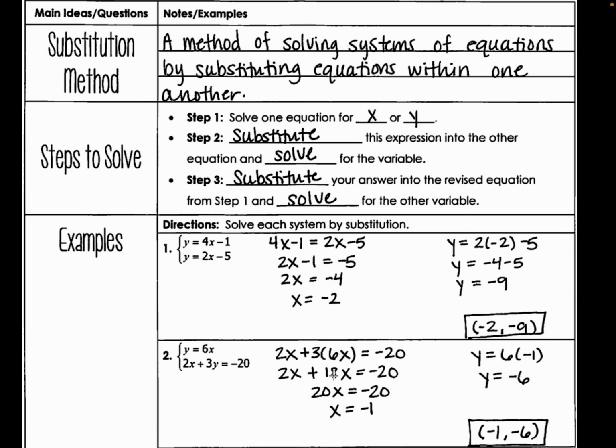Remember, after we distribute, we can combine our like terms. So 2x and 18 gives us 20. And to get the x all by itself, we're going to divide both sides by 20, and x is equal to negative 1. Now that we know what our x is, we can plug that into our equation over here and figure out what our y value is. And 6 times negative 1 is just negative 6.